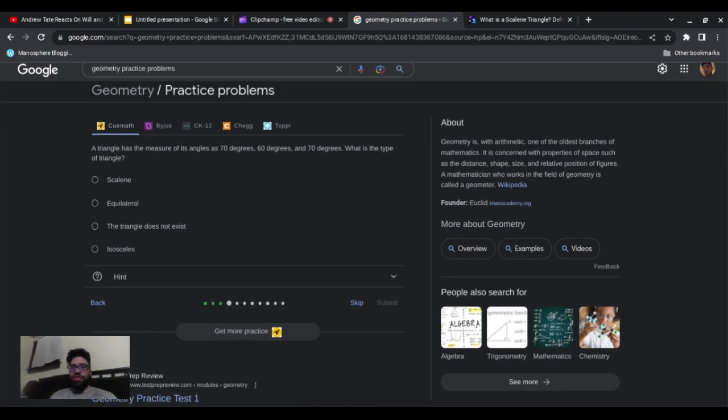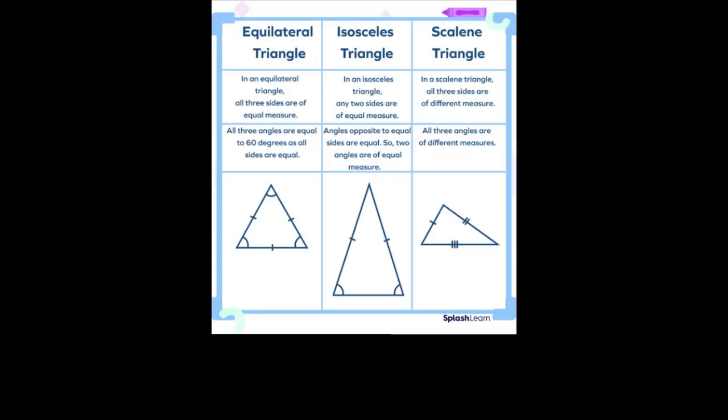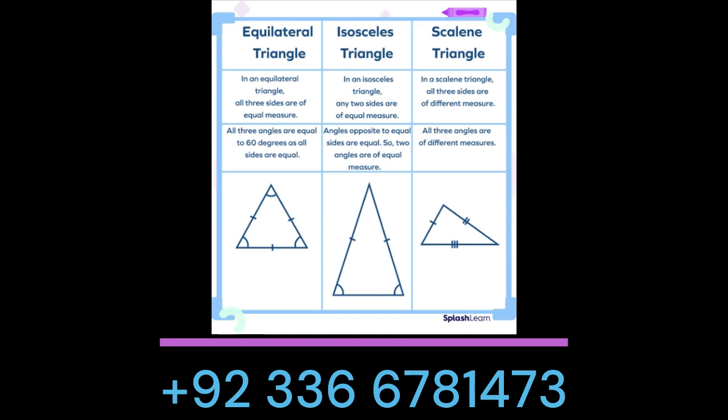Now, let me quickly pull up a visual example in order to fully explain what a scaling, equilateral, and isosceles triangle is, and what type of degrees they might have. So, let's quickly go over what an equilateral, isosceles, and a scaling triangle is. To start off with, an equilateral triangle will always have three sides that are of equal measure.